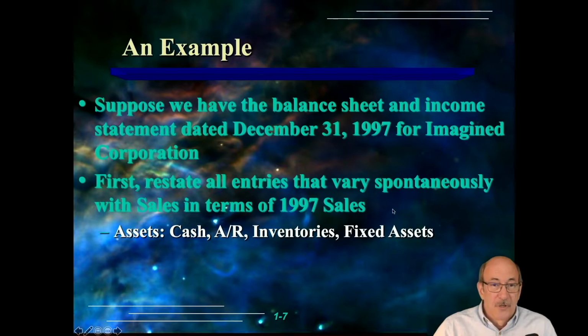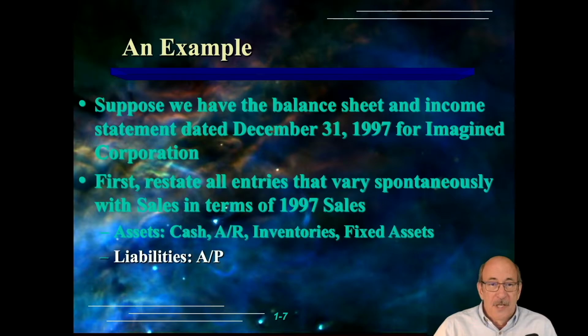All right. So first we're going to do our common size, and we're going to restate everything in terms of percent of revenue. So we do that for our balance sheet. We do cash, accounts receivable, inventory, fixed assets. We do our accounts payable as well. We're not going to touch the long-term debt piece of it. And then we also do all of the expenses as a percent of sales.